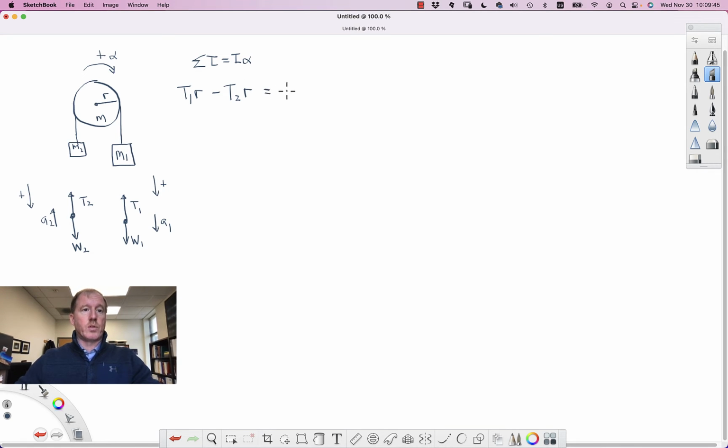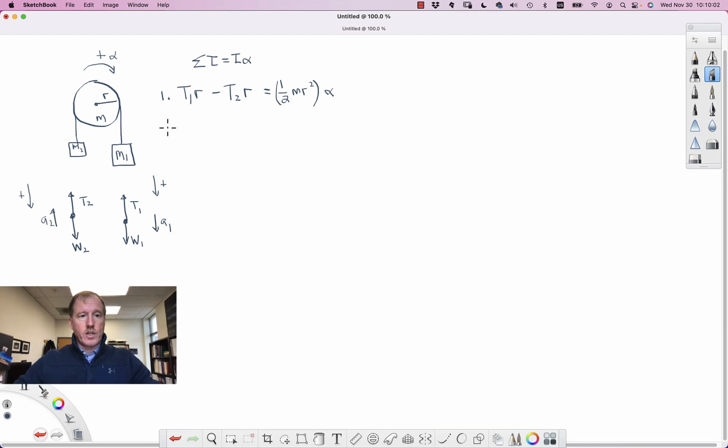And that's equal to its rotational inertia, which I'll go ahead and write down, 1/2 mr squared, because I know the rotational inertia of a disk is 1/2 mr squared, times alpha. Okay, so this is our first equation that we're going to need to use.